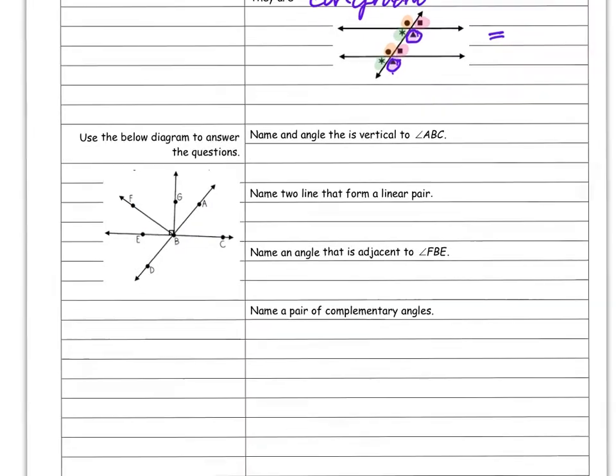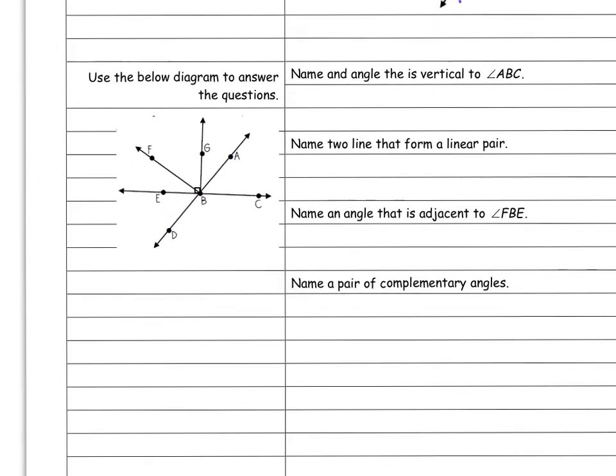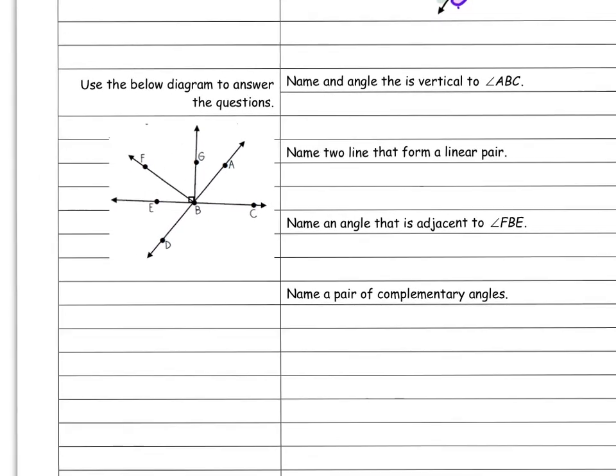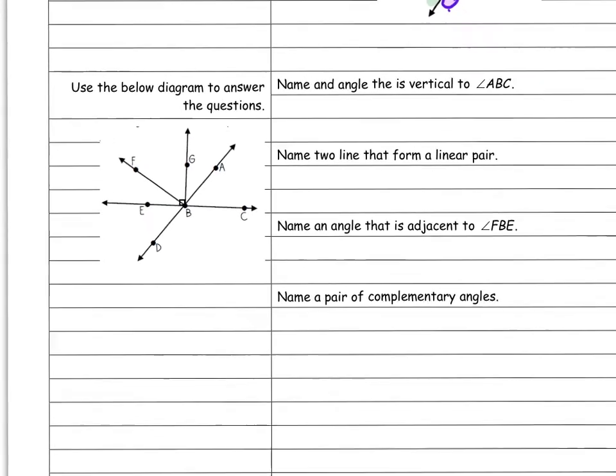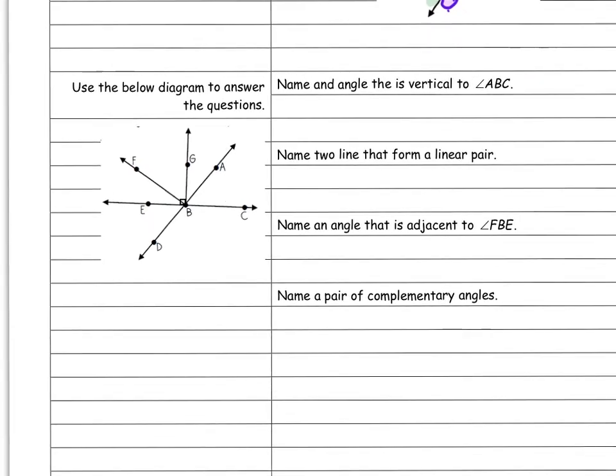There's only 4 questions, and it has to do with this picture. It says, use the diagram below to answer the questions. So it says, name an angle that is vertical. So what does vertical mean? Vertical means 2 lines are intersecting and they're opposite angles. So I need to find angle ABC first. So let's see. Here's A, B, C.